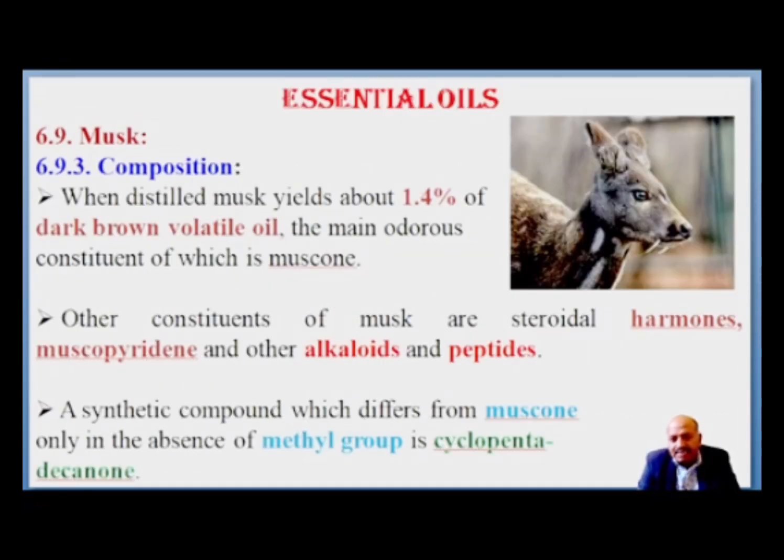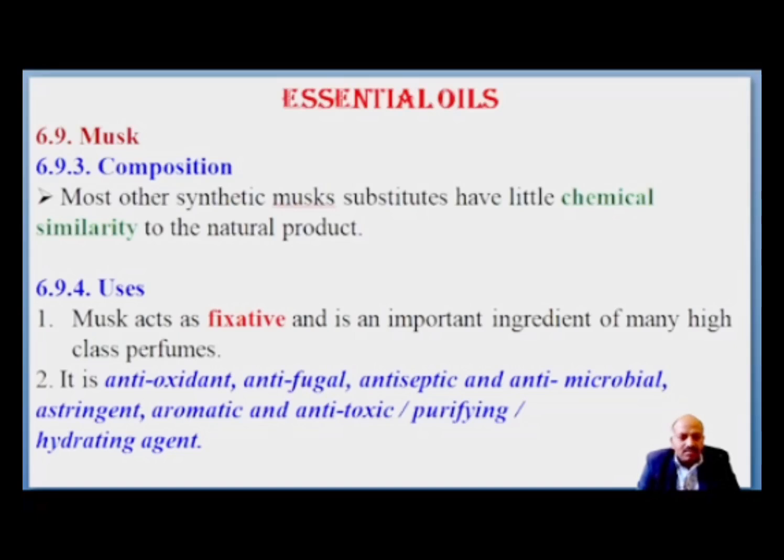Composition. Musk yields about 1.4 percent of a dark brown volatile oil, the main odorous constituent of which is muscone. So the oil that is obtained, which yields 1.4 percent of dark brown volatile oil, can be called muscone or the muscone oil. The other constituents of musk are steroidal hormones, muscopyridine, and other alkaloids and peptides that may also be present along with this. A synthetic compound which differs from muscone only in the absence of a methyl group is cyclopentadecanone. Other synthetic musks also have substitutes with little chemical similarity to the natural product.